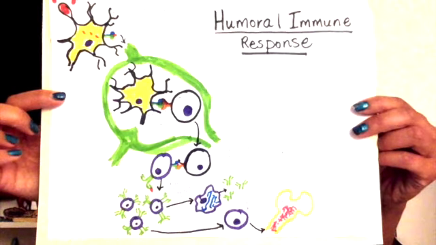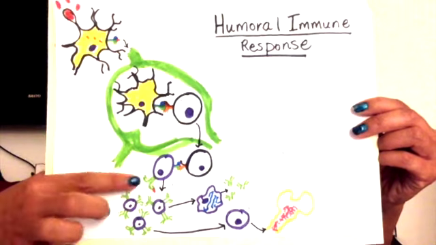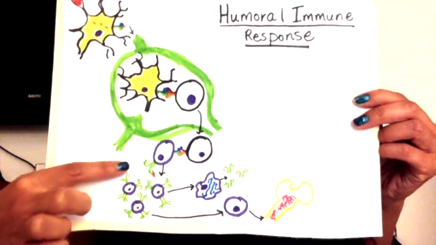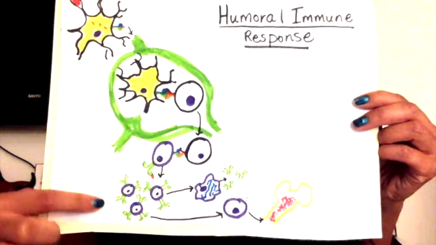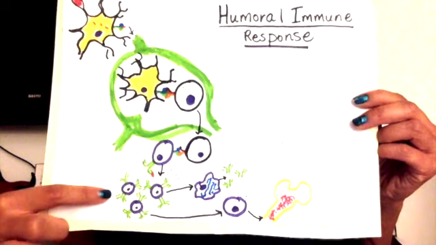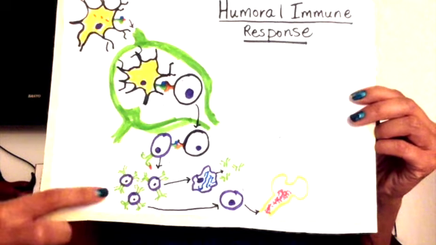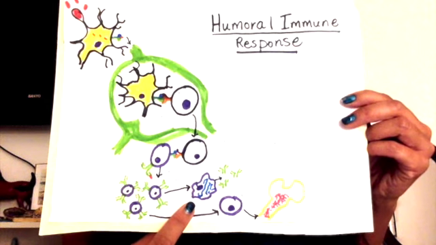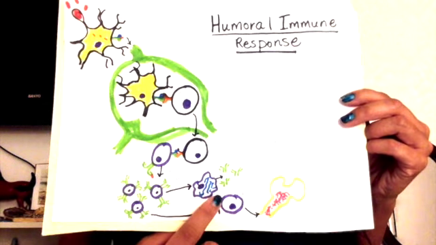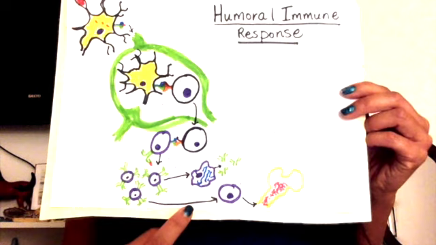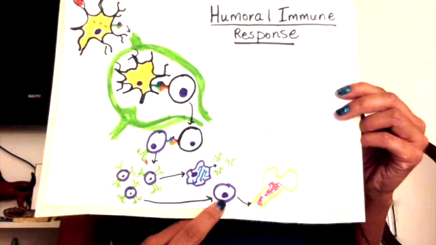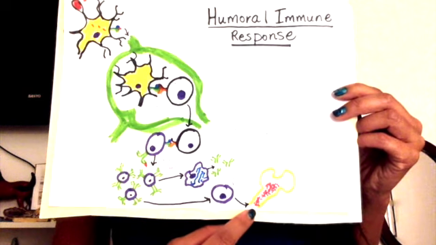Referring back to this picture, once the B cell is activated, it begins to clone itself. These are clonal B cells. These clonal B cells will either become plasma cells that synthesize the antibodies, or they will become memory B cells that go into the bone marrow.